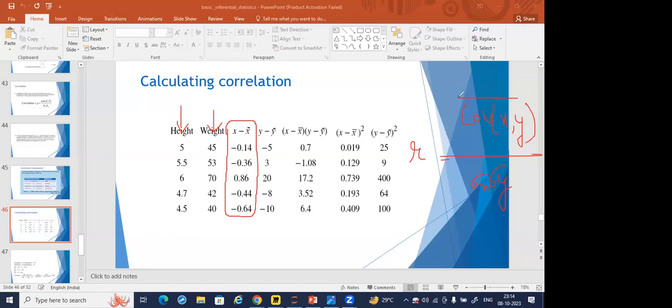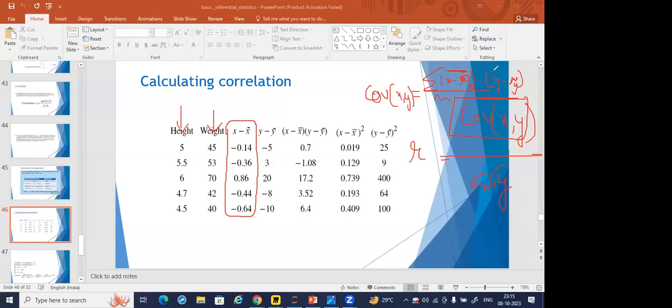To find this covariance, first of all we need to calculate the covariance of X and Y. To calculate it, we need to take the sum of X minus mean of X, multiplied by Y minus mean of Y, divided by N. So that we can calculate the covariance of X and Y.